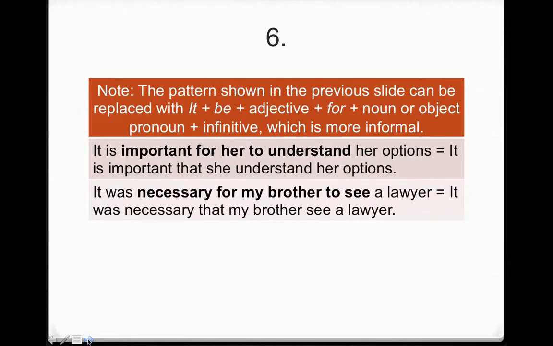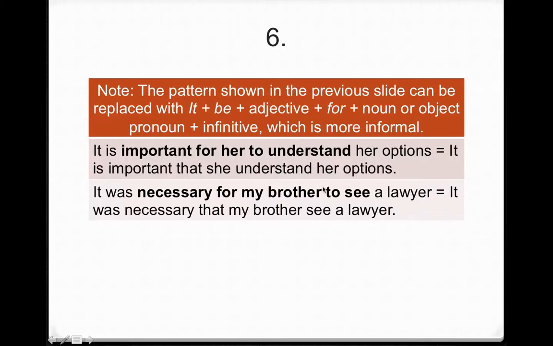Okay, the pattern shown in the previous slide can be replaced with it plus be plus adjective for, and it comes out this way. It is important for her to understand her options. Okay, it is important that she understand her options. Two ways to say the same thing. The second one is a little bit more formal. The first one actually is the more common way for us to say it now. This is a little old-fashioned, the second sentence.